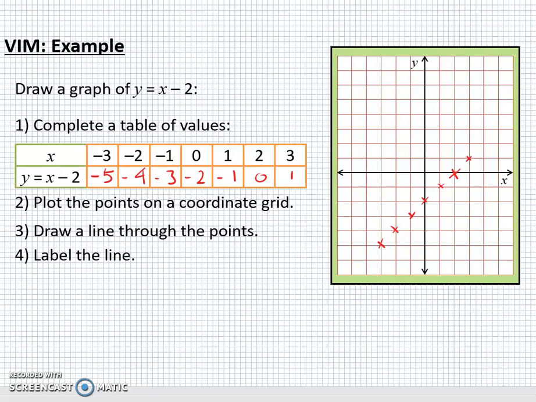Okay, so our next step is to draw a line through the points. So let's do that now. So here's my line, and finally we're going to label the line so we can identify our graph. So I'm going to label it just with our equation. So we're going to label the line y equals x take away 2. Okay, so please pause and copy that down.